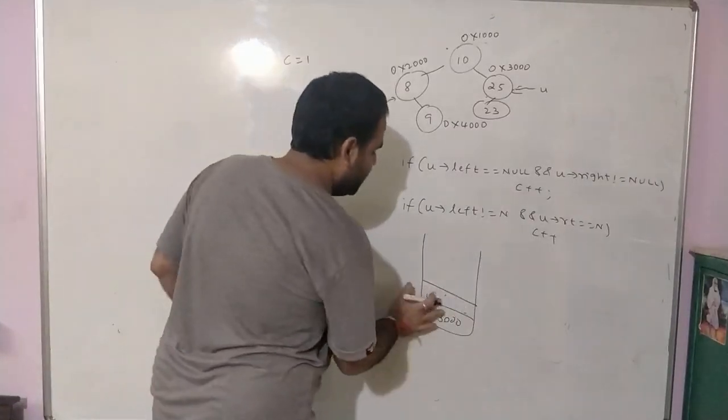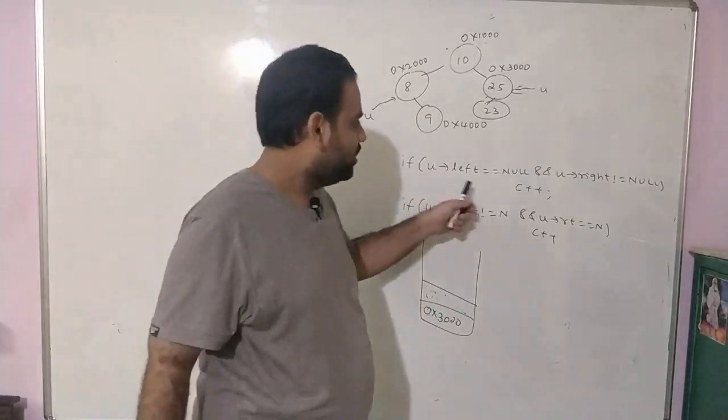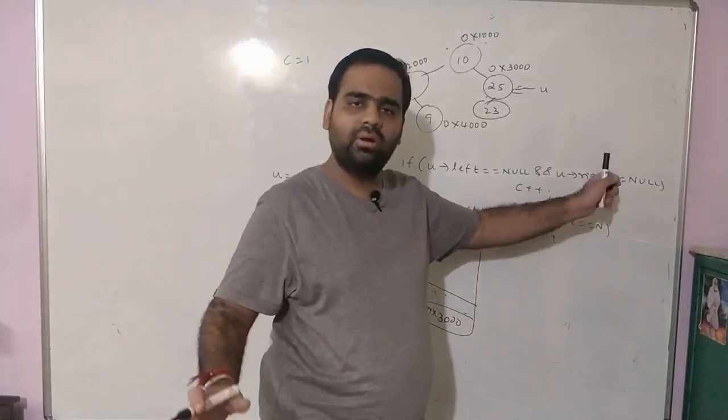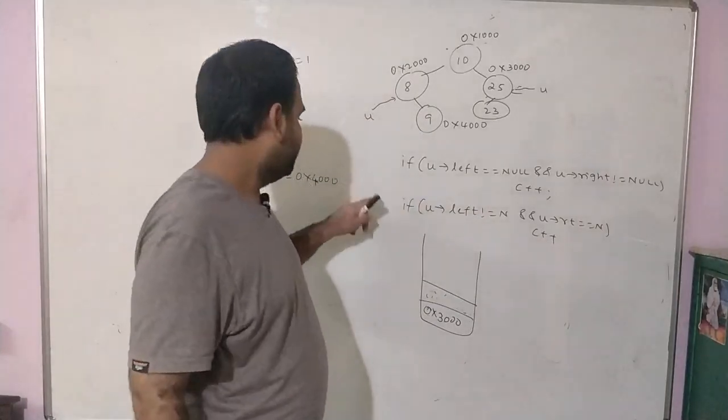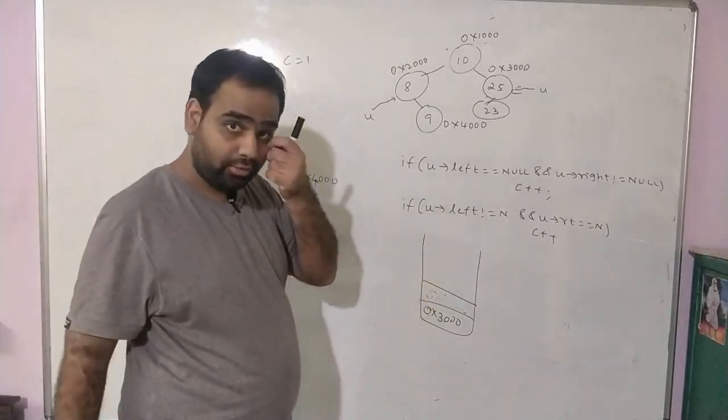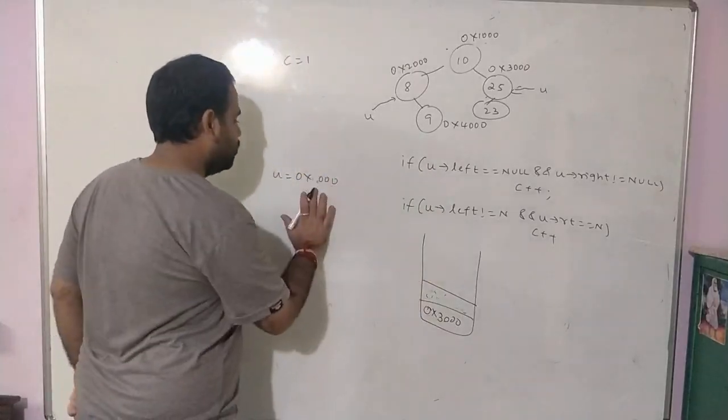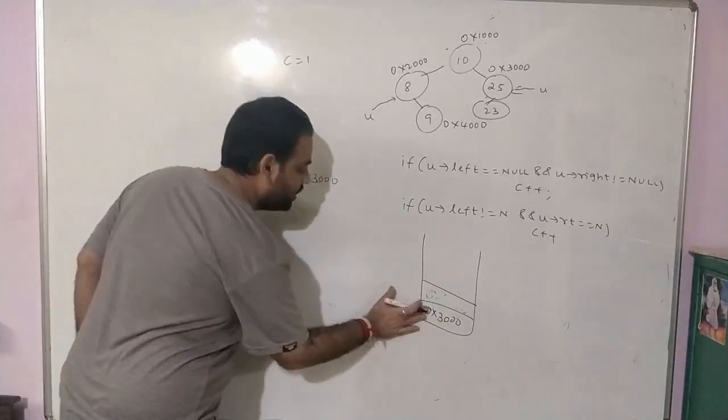You get 4000. Is 4000 arrow left equal to null? Yes. Is 4000 arrow right not equal to null? It is false. Is 4000 arrow left not equal to null? It is false. Now left is null, right is null, do not push anything onto the stack. Again you say u is equal to pop. What do you pop? You pop 3000.